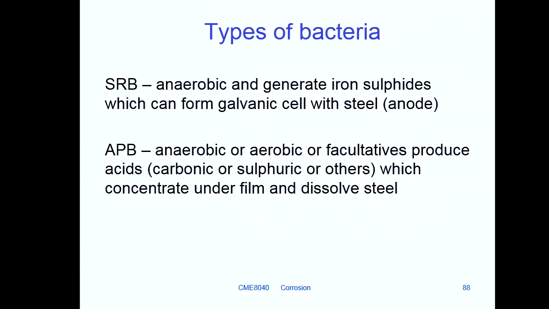So, sulfate reducing, acid producing, and then the third category is the metal reducing bacteria. And they fall into two categories depending on whether they're aerobic, require oxygen, or whether they're anaerobic and don't like oxygen.